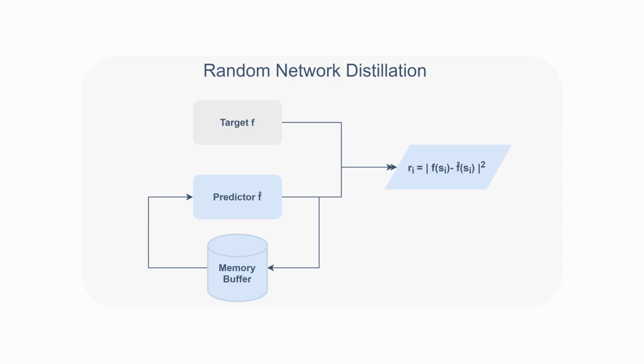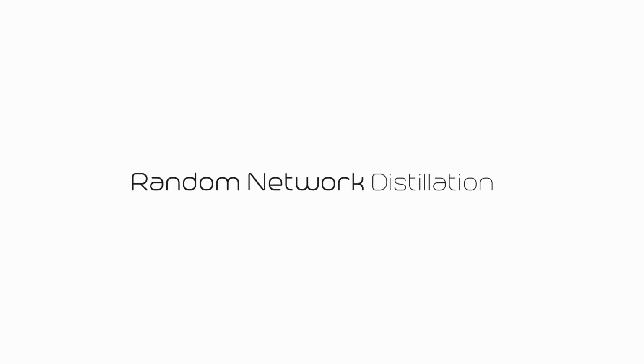Okay, now you can understand where its name, random network distillation, derives. Random network from the fact that the function learned is a random neural network, and distillation in the sense that the random neural network is distilled into the learner. Cool. I hope it's clear. Let's now turn our focus to the experimentation.